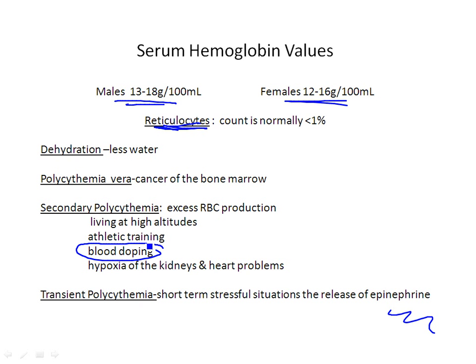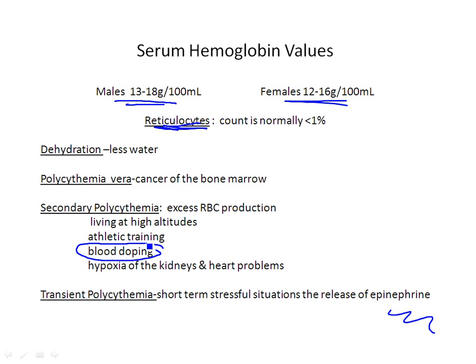Another thing that can cause secondary polycythemia is hypoxia of the kidney and problems with your heart. Anytime you have decreased oxygen concentration in your tissues, you're going to cause more red blood cell production. That erythropoietin, that whole cycle will get going and cause you to make more red blood cells. The kidneys especially are sensitive to oxygen concentration, so if they're not getting enough oxygen, then they're going to definitely start increasing the red blood cell production. Remember, we call that erythropoiesis.